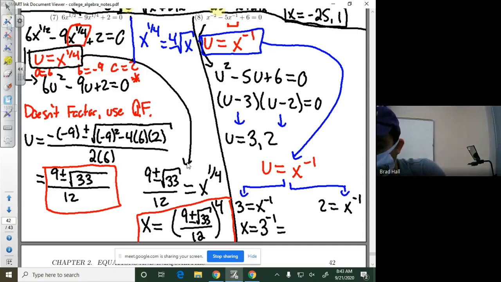And so what is this? It just means 1 over 3. The negative 1 exponent just means flip. That's all it means, just flip. So what you're doing is you're getting x by itself by flipping the other side. That's what happens here.